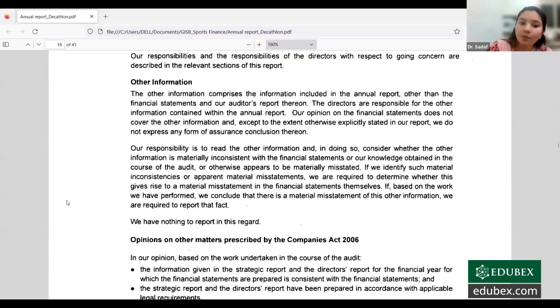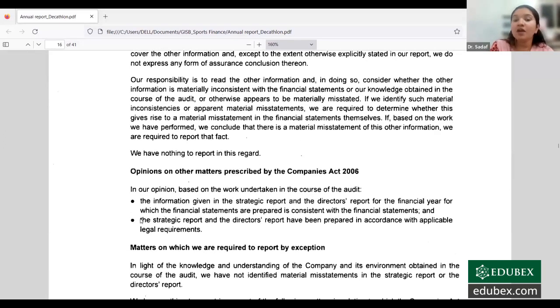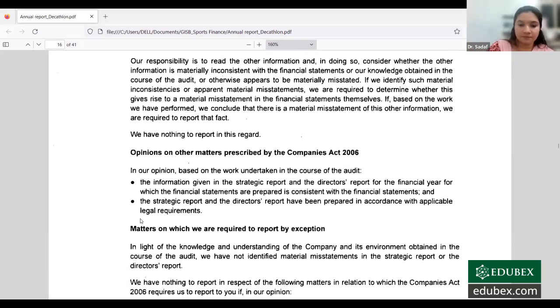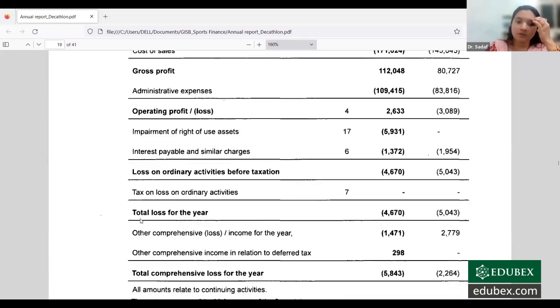This is the auditor's report. They will give an opinion. Auditors will write about whether the financial information which is given is true and correct, or whether there is some problem in the financial information. Also, the auditors will have to ensure that the financial statements are prepared in line with the financial rules and regulations, in line with the financial laws. So this is the auditor's report.